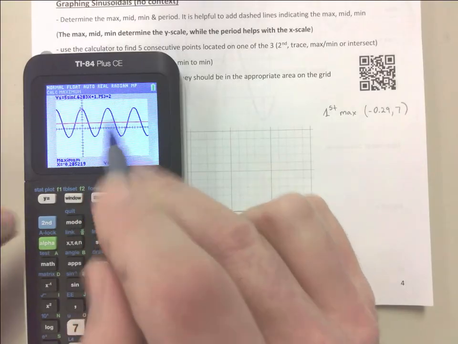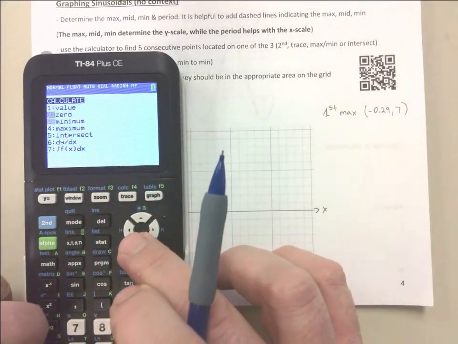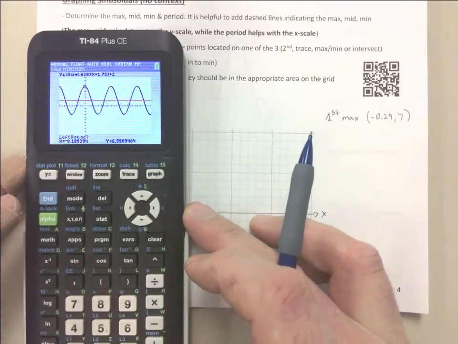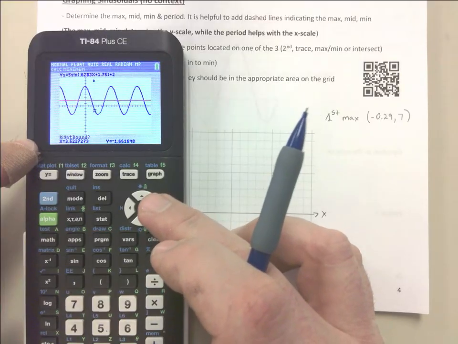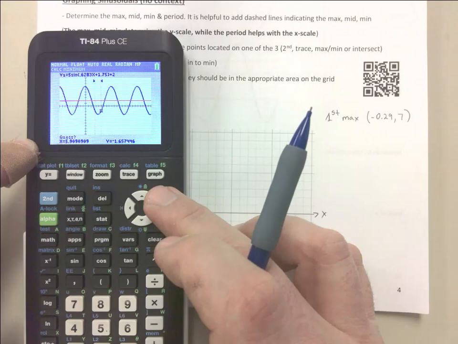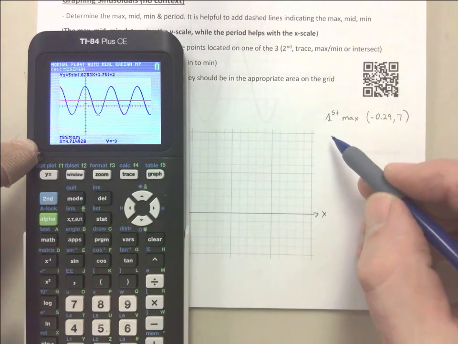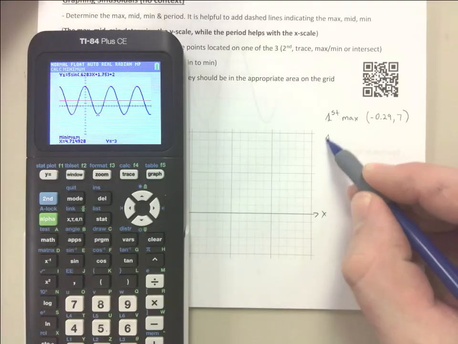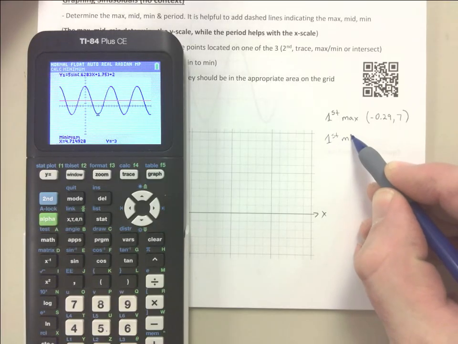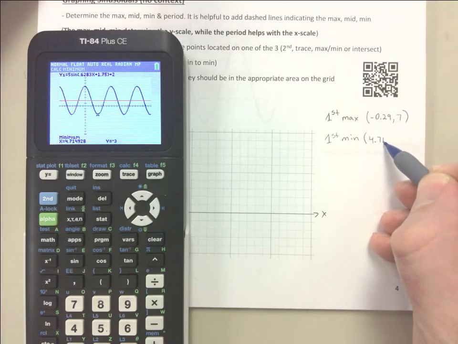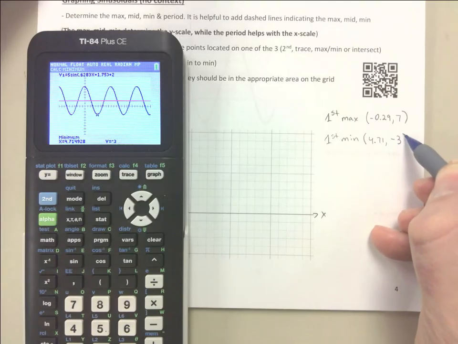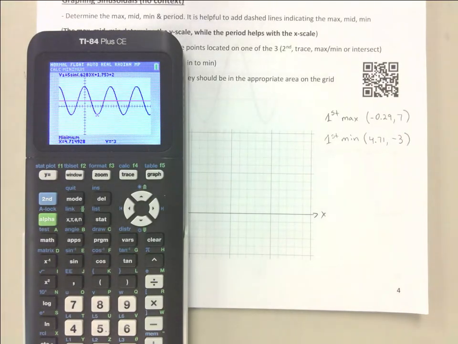Okay, right next to it. Second trace, min. It always asks you for a point to the left, hit enter, a point to the right, hit enter, enter. This is 4.71, negative 3. Got it?